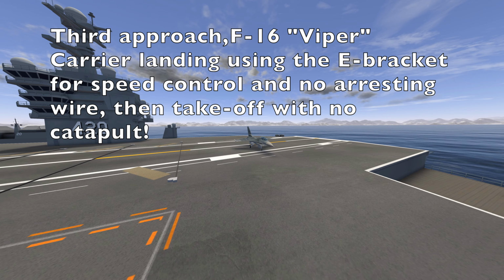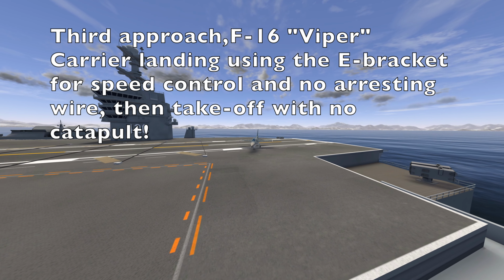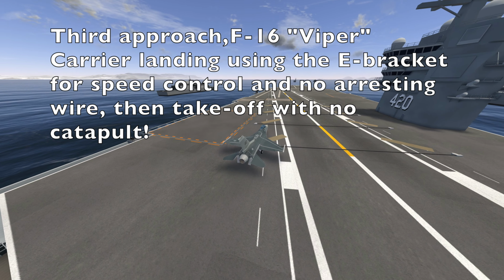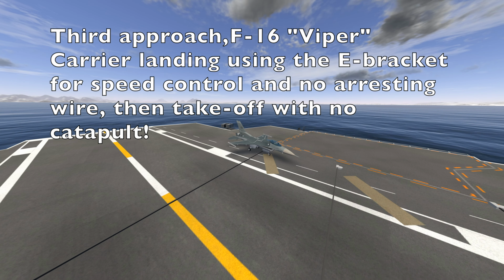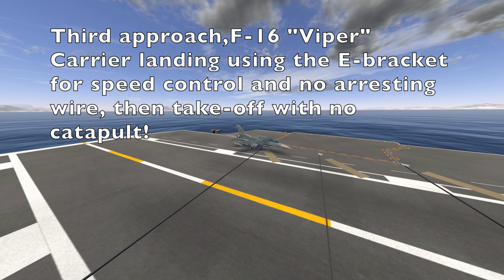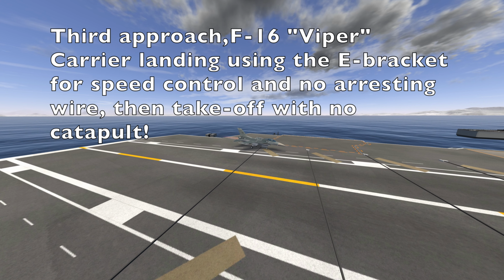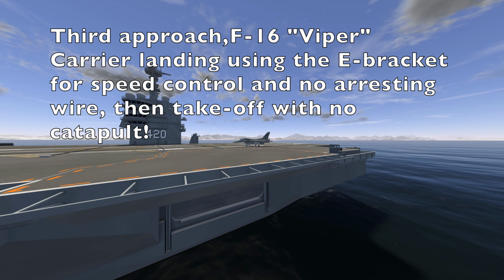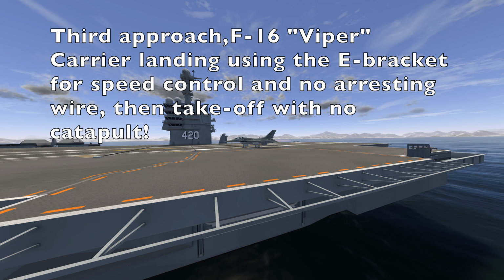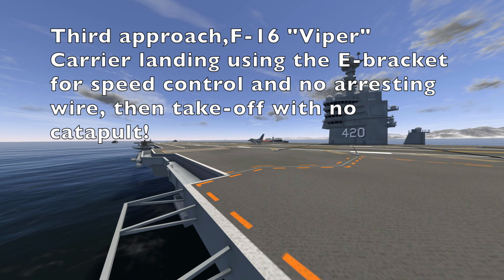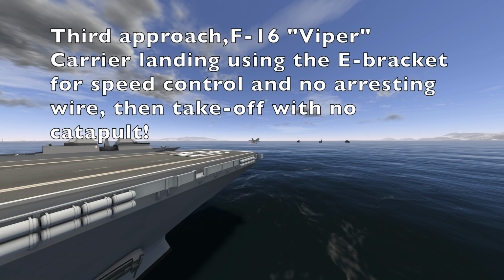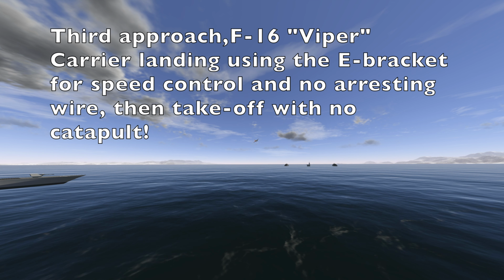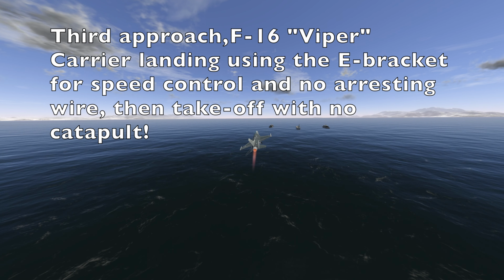We're now at the back of the carrier, lining up to use the full length of the carrier deck for takeoff. Brakes on, full throttle including afterburner. Brake release. There you go. Took off an F-16 off a carrier with no catapult.